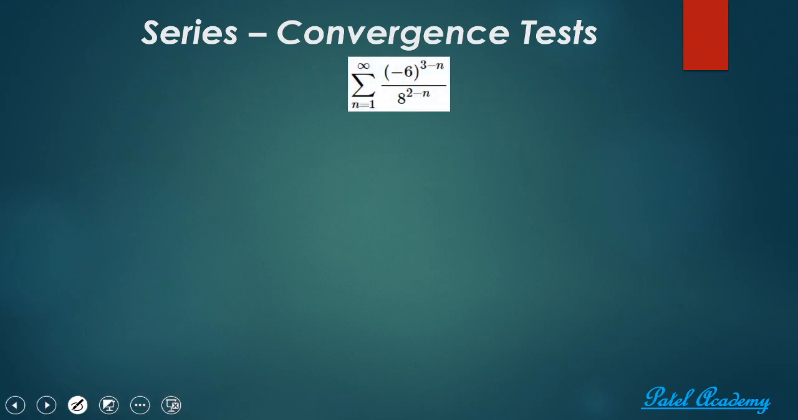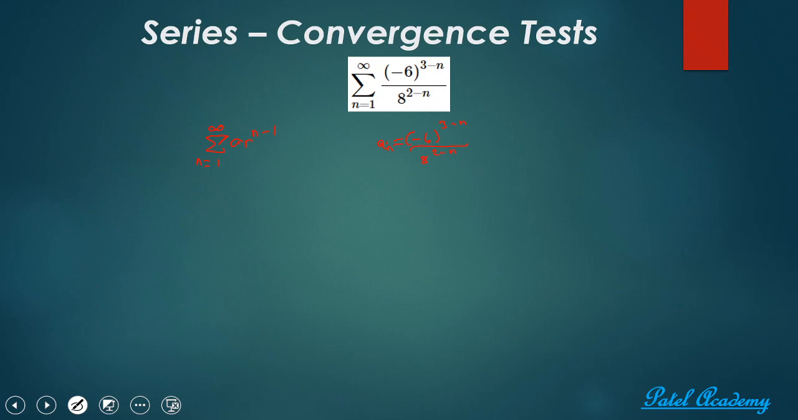We have the sum as n goes from 1 to infinity of negative 6 to the 3 minus n over 8 to the 2 minus n. Alright, so what do we know about geometric series that start with 1? Well, the general formula that we want is the sum from n equals 1 to infinity of a times r to the n minus 1. So this one involves a little bit of algebraic manipulation. So first, I'm going to say a at n is equal to negative 6 to the power of 3 minus n over 8 to the power of 2 minus n.